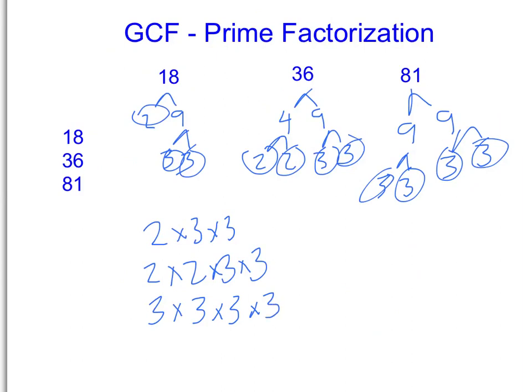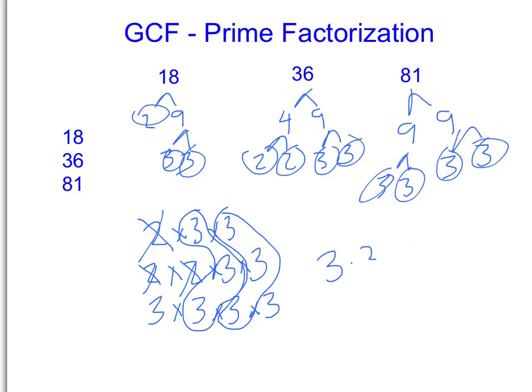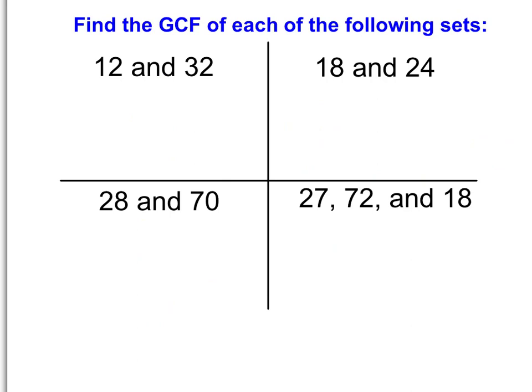Alright, if I'm looking, only the top two have 2s in them, so I know that there aren't any 2s in common with all of them. But I noticed there's a 3 in common for all of them, there's another 3 in common for all of them, so they all have at least two 3s, and when I multiply that together I get a greatest common factor of 9. Please pause the video and try these 4 questions.